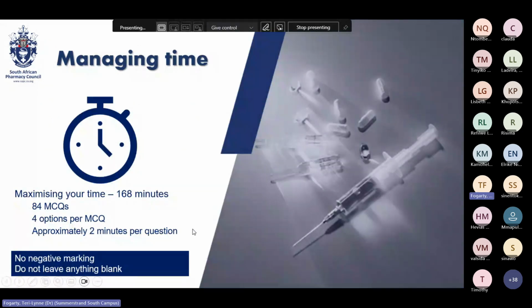Okay, in terms of this section of the paper, you have 168 minutes to write 84 multiple choice questions, and approximately 2 minutes per question. Okay, you had slightly longer with the calculation questions. For the theory questions or the general text questions, you've got 2 minutes per question.